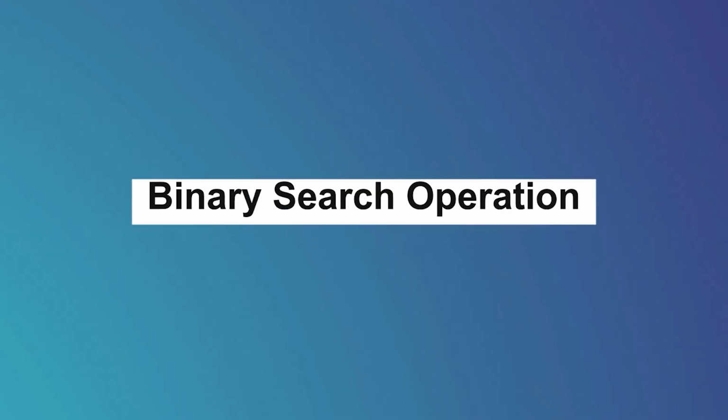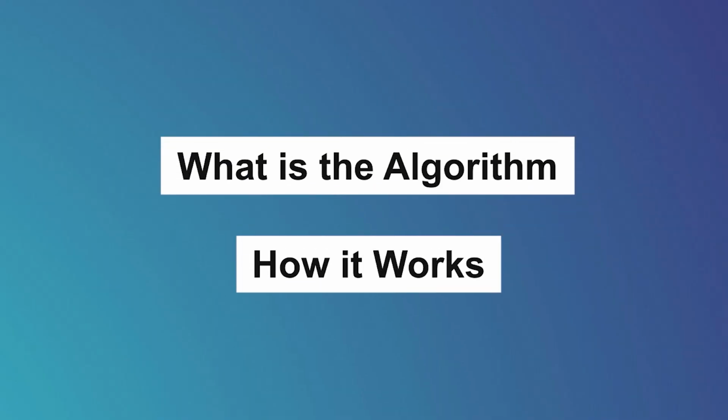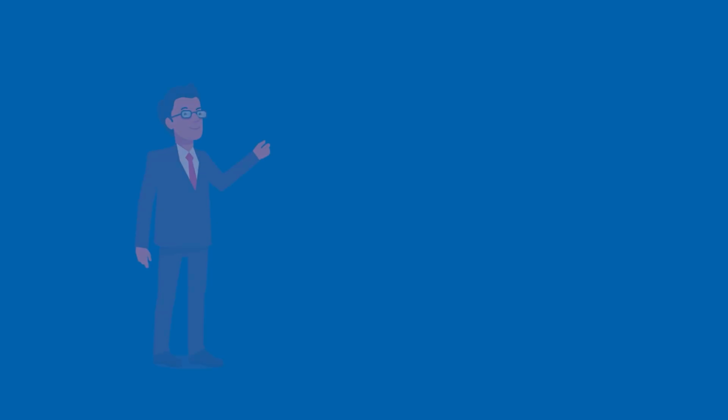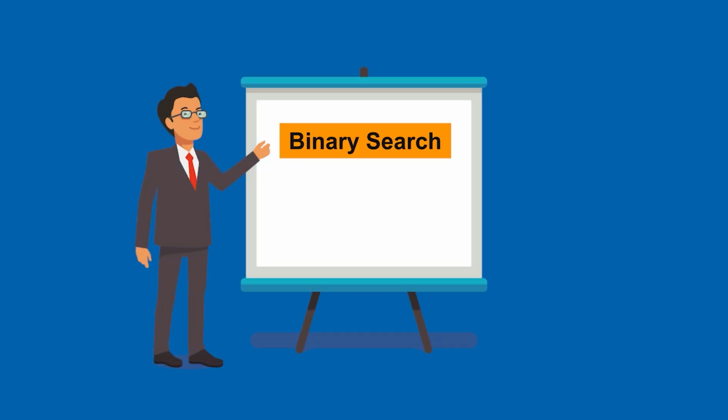As its name indicates, it is binary, where bi stands for 2. In binary search, we split the array into two parts, and this splitting goes on until we find the element, and that is the reason this searching operation is called a binary search operation. In this session, we will discuss what we mean by binary search operation, what the algorithm is, and how exactly this algorithm works. So let us start the session with the question of what we mean by binary search.